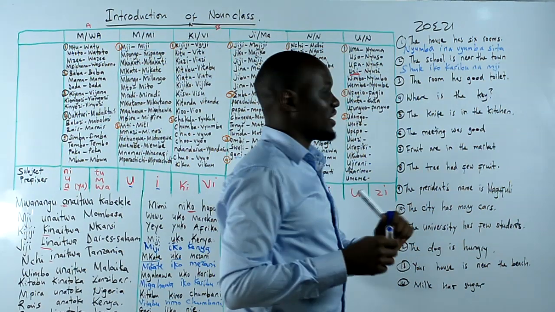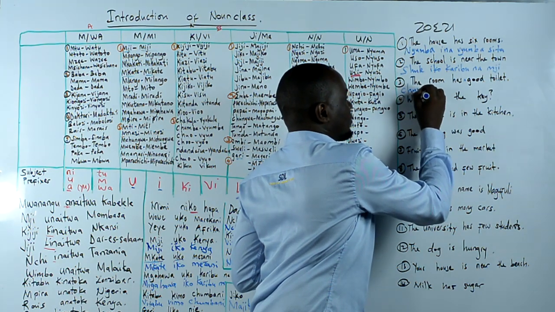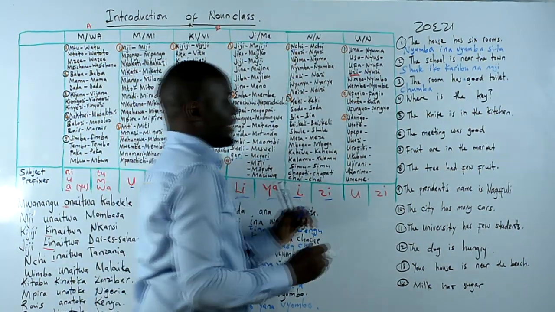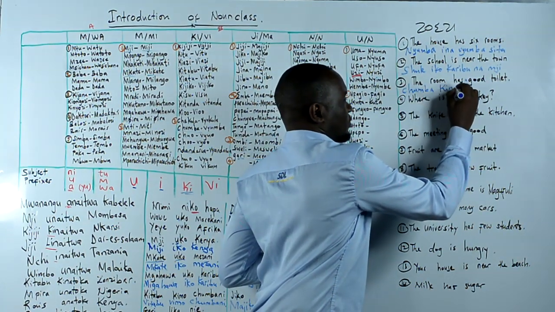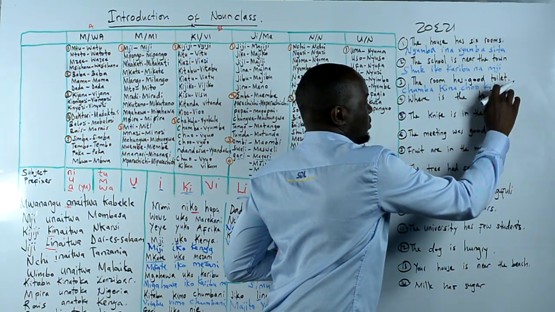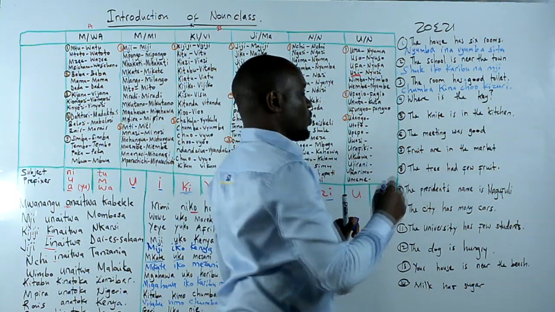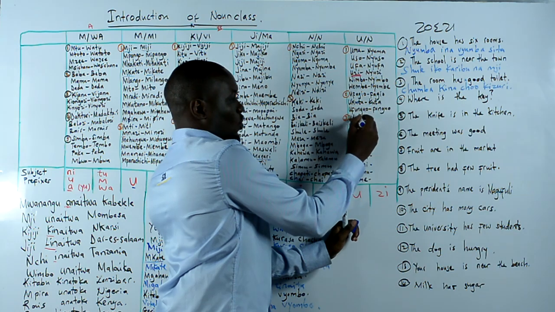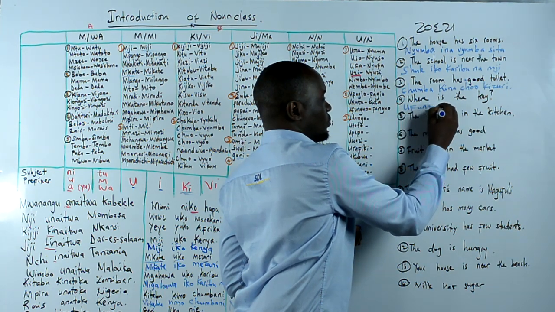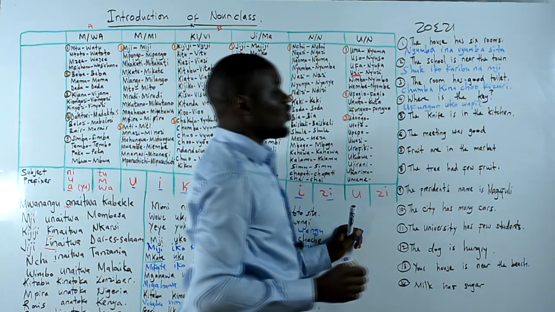The room has a good toilet. Will be chumba. Chumba is what class? Chumba is ki noun class. Chumba. So chumba kina choo kizuri. Where is the key? Ufunguo. You remember the key? Ufunguo. Where is the key? Ufunguo uko wapi. Where is the key?